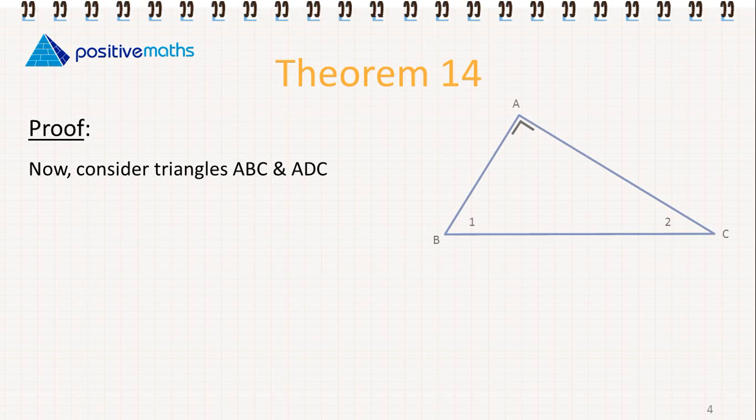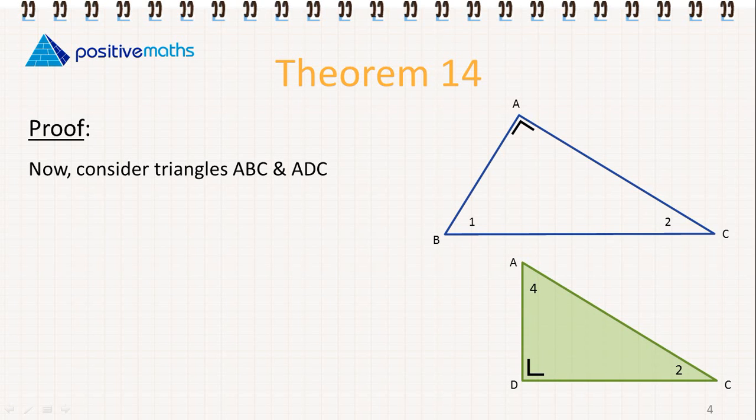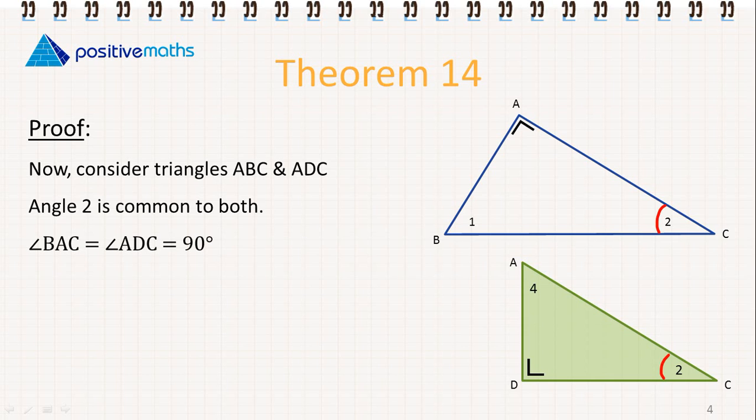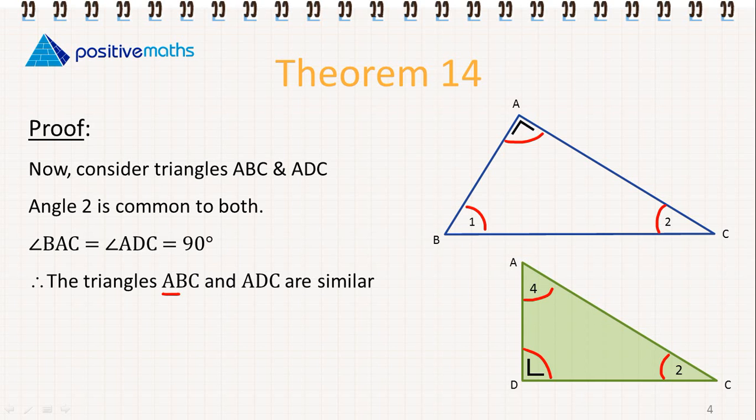Now we're going to consider the triangles ABC and ADC. Again, we're taking the main triangle that we started with, ABC, and now looking at the green triangle ADC. Angle 2 is common to both triangles. The angle BAC is equal to the angle ADC, so they're both equal to 90 degrees. And therefore, angle 1 is equal to angle 4. So the triangles ABC and ADC are similar.